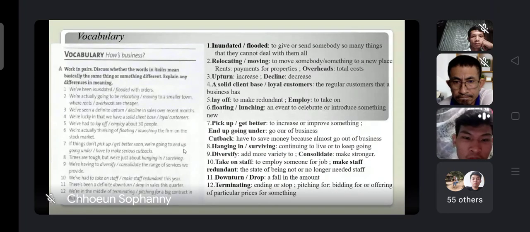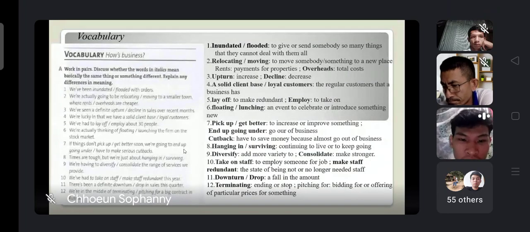Make a staff redundant. You see the state of being not or no longer needs staff. That means you try to cut off the staff or don't need the staff anymore, or don't recruit staff more because your company has enough staff for work.